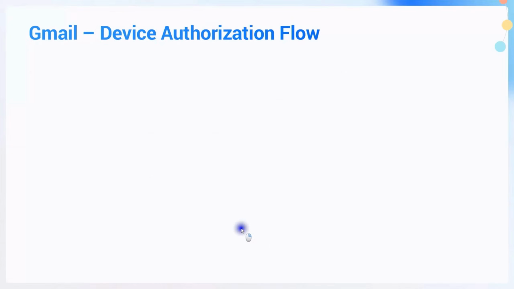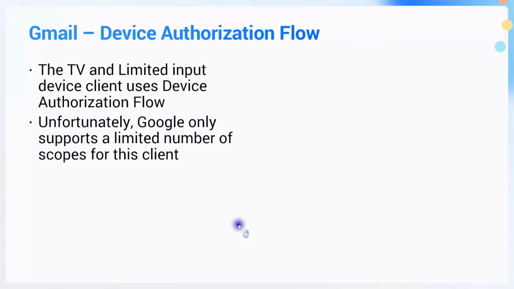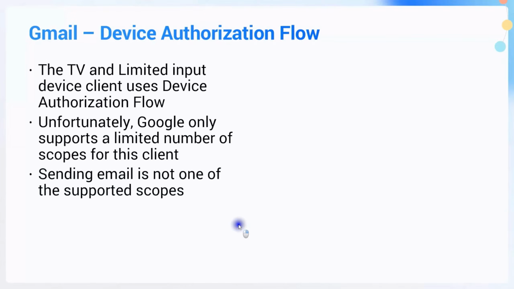So we're going to use the TV and limited input device flow in order to try to do a device authorization flow. Well, unfortunately, Google once again shot themselves, or shot us, in the foot because they only support a limited number of scopes for this particular client. And sending emails is not one of the supported scopes. So we're not going to be able to send email using device authorization flow for Gmail. It works with Azure, not with Gmail.